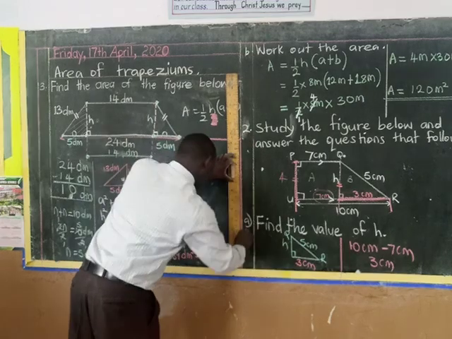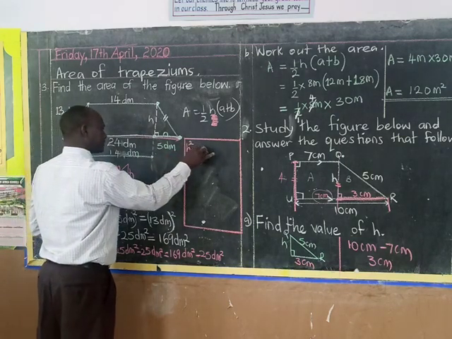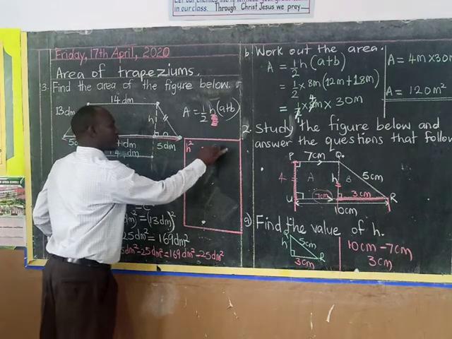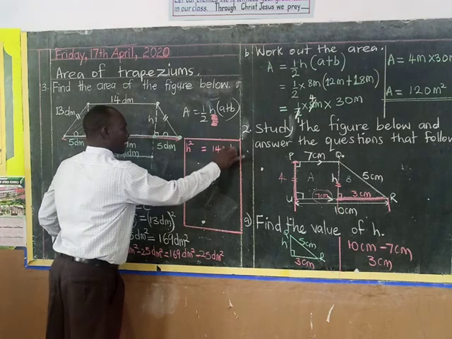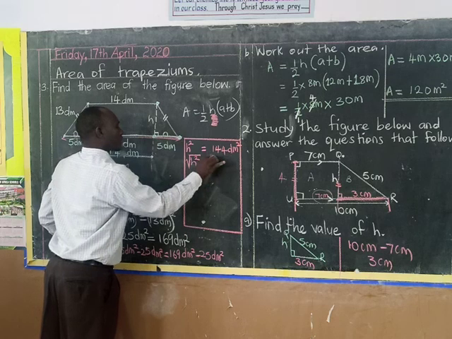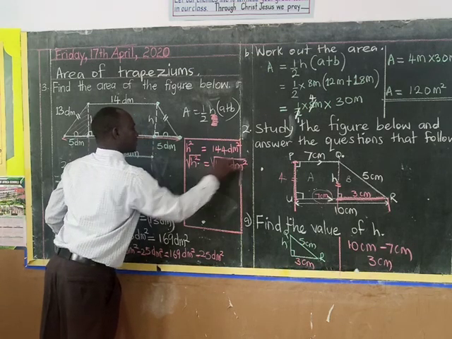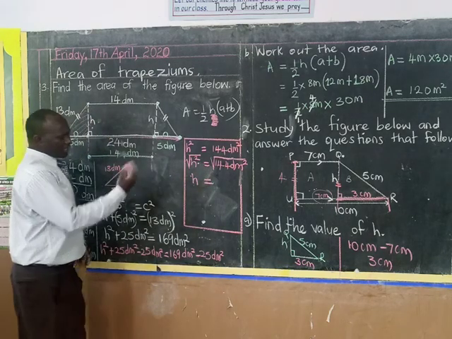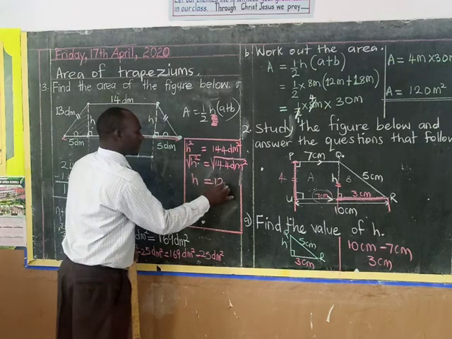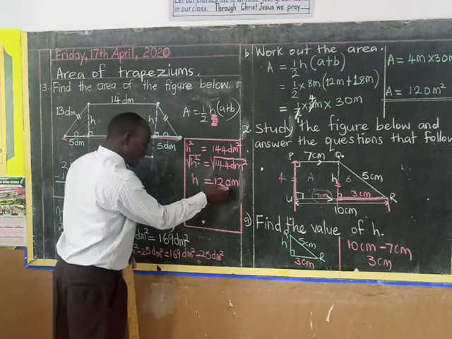Let me try to have the work here in this space. Now, h squared. Subtract this. When you make that subtraction very well, you'll come up with 144 square decimeters. Then from that, get the square root of h squared, get the square root of 144 square decimeters. And the square root of h squared is h. What number can I multiply by itself to come up to 144? That number is 12. That means the square root of 144 is 12, or the square root of 144 decimeters will be 12 decimeters. Here is my value of h.